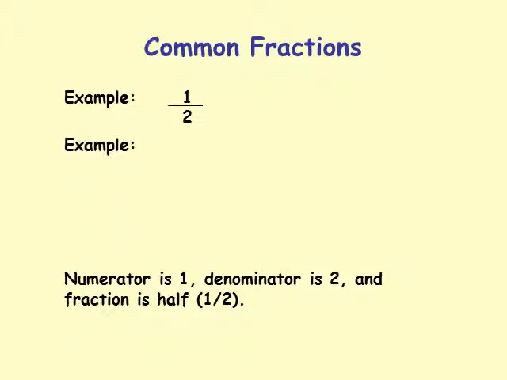Okay, let's continue here. Another example, 3 over 5. 3 is the numerator and 5 is the denominator. Another example, 7 divided by 8. 7 is the numerator and 8 is the denominator.